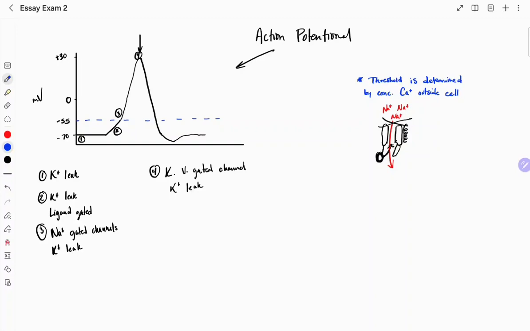Okay, something else I want to mention here is that there's something referred to as absolute and relative refractory periods, which I think would be somewhere about right here. So here, we have our absolute refractory period within these dotted lines.